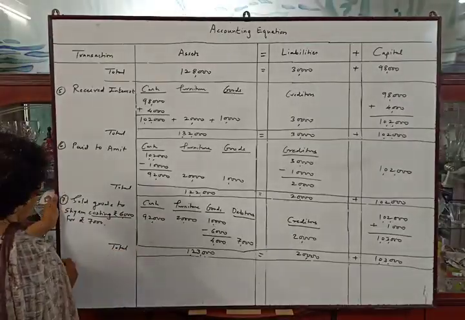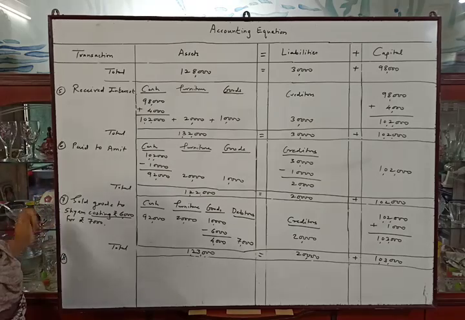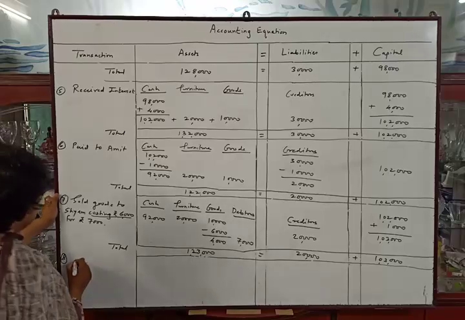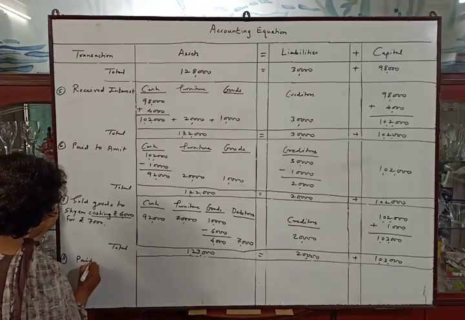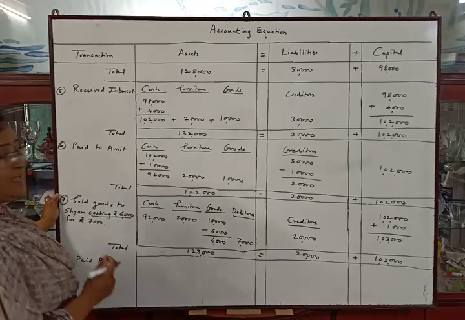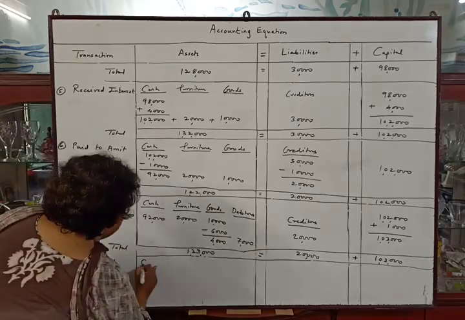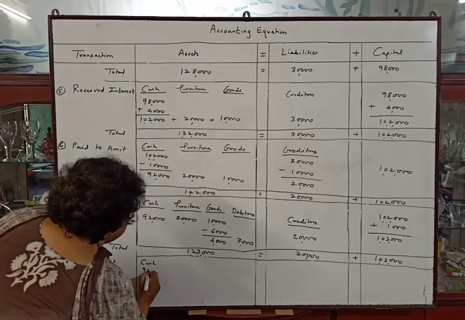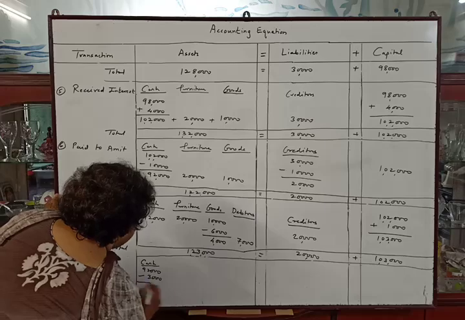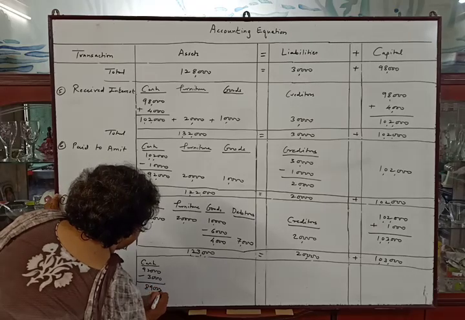And now the last transaction. Okay. Last transaction is paid rent rupees 3000. So paid rent rupees 3000. As we are paying rent, our cash will reduce. So cash, 92,000 were there, minus 3,000, it will remain 89,000.